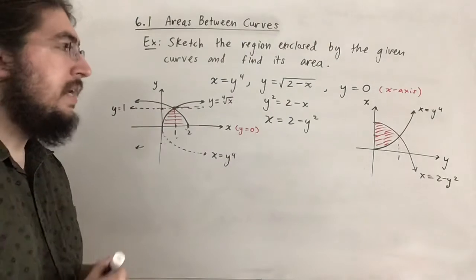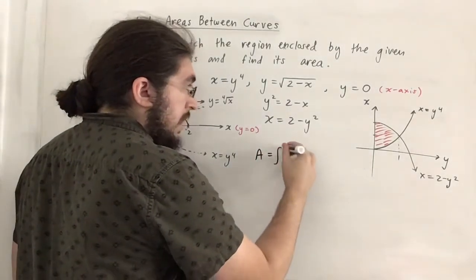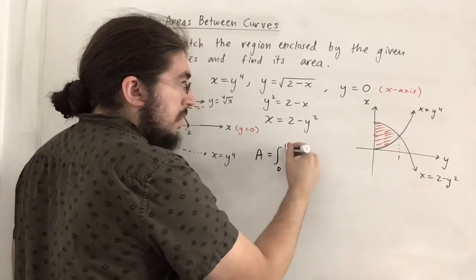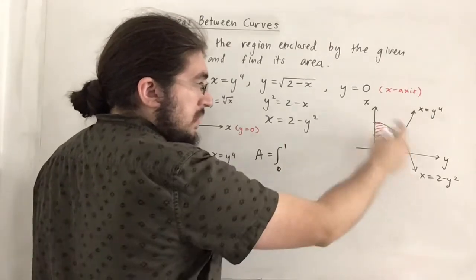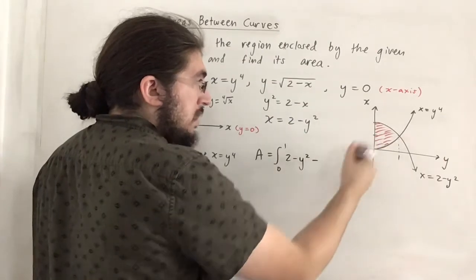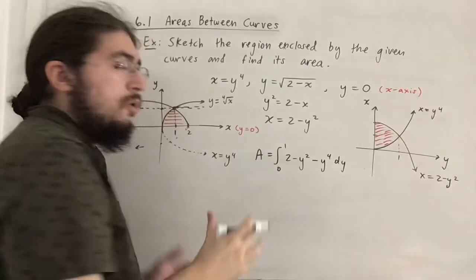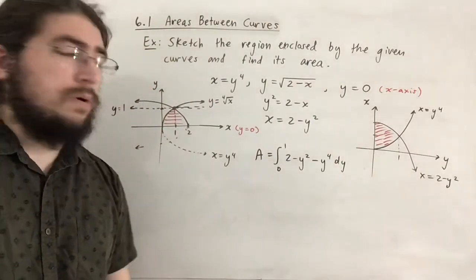Okay, great. So now that we have that settled, the area here will actually be the integral from y equals 0 to y equals 1 of the top one, 2 minus y squared, minus the bottom one, y to the 4th, dy. Much more manageable. No u substitution actually required.